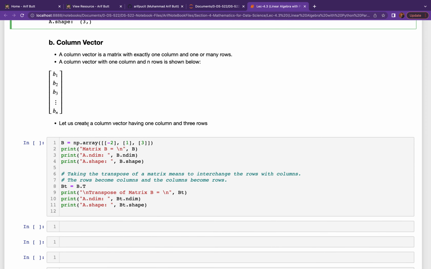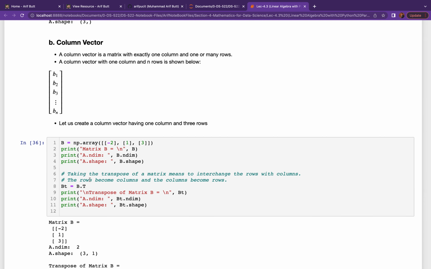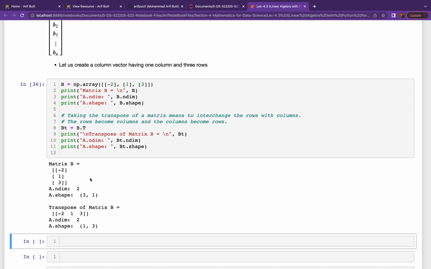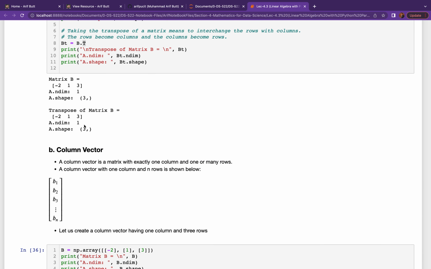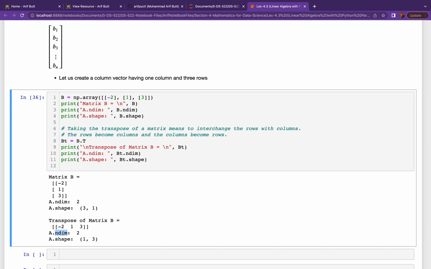And let's talk about the column vector. This is a sample code that creates a column vector, actually a 2D matrix with exactly one column and one or many rows. I'm sure you are comfortable with this. The point to observe over here is that the row vector is one dimensional, while this column vector is two dimensional. That is the reason that when we take the transpose of a column vector, we again get a 2D array, but this time having one row and three columns. You see?